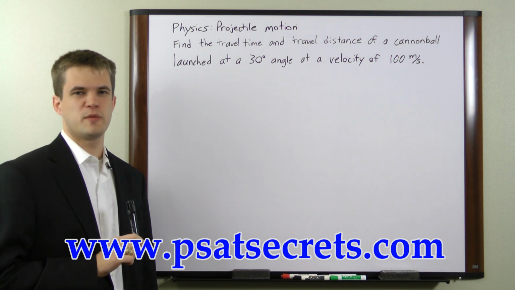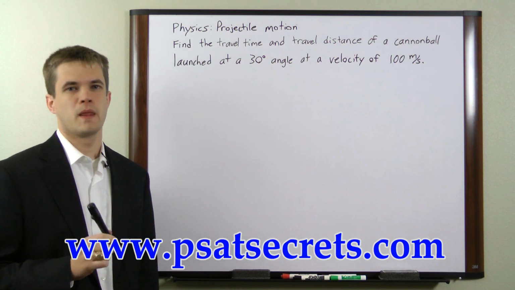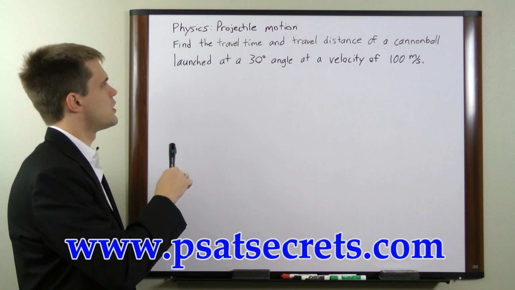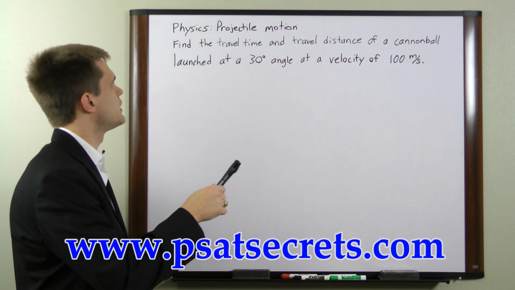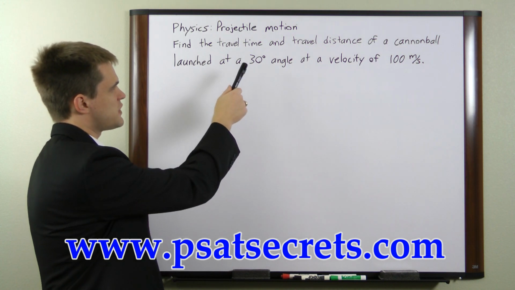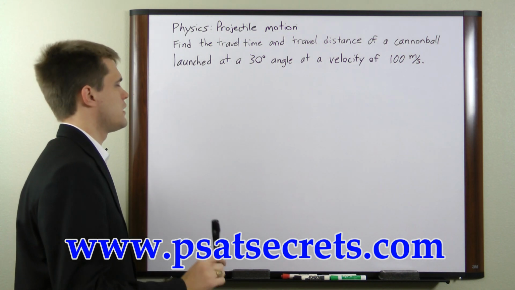What we have here is a two-dimensional projectile motion problem. We're told that a cannonball is launched at a 30-degree angle and at a velocity of 100 meters per second. And we're asked to find the travel time and travel distance of the cannonball.